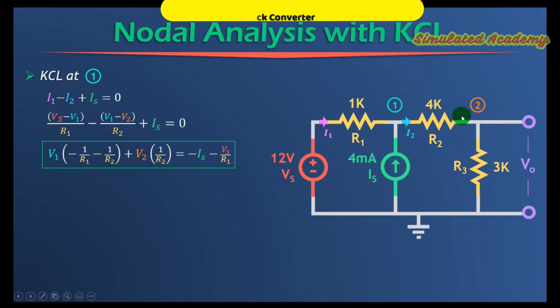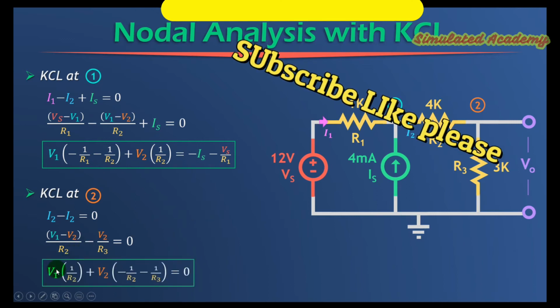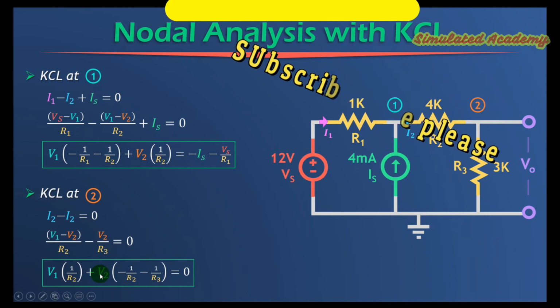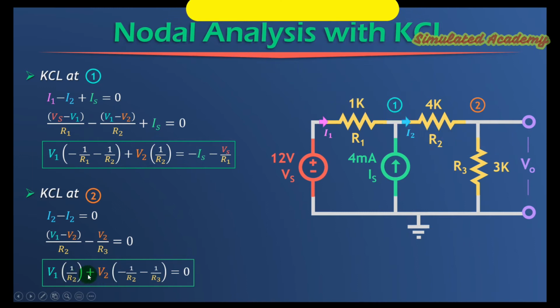Now applying KCL at node 2. At node 2, I have current I2 flowing into the node and the current through R3 is leaving node 2. So I2 minus the R3 current should be equal to 0. This I2 is V1 minus V2 divided by R2, and this other current is V2 divided by R3. Solving this for V1 and V2, the only unknowns, this is what I am getting.